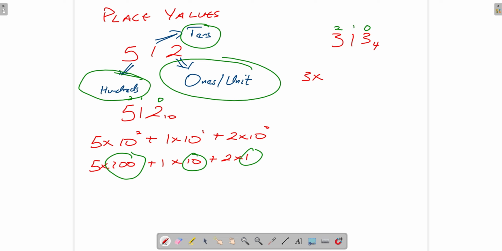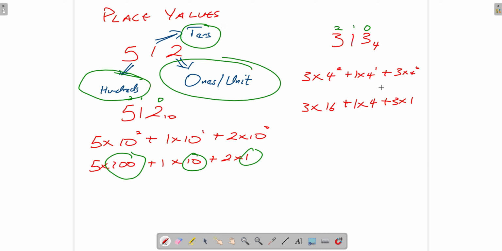So I'll say 3 multiplied by 4 to the power 2, plus 1 multiplied by 4 to the power 1, plus 3 multiplied by 4 to the power 0. So this gives me 3 multiplied by 4 squared, which is 16, plus 1 multiplied by 4 to the power 1, which is 4, and 3 multiplied by 4 to the power 0, which is 1.